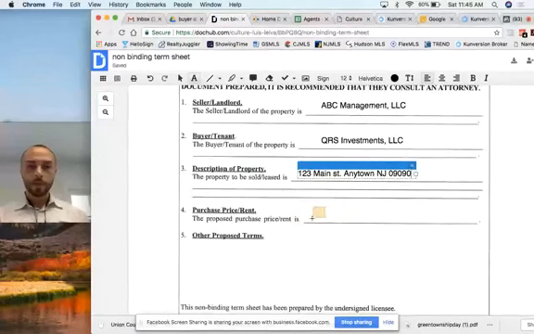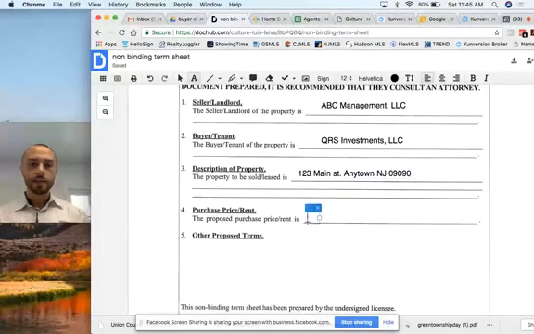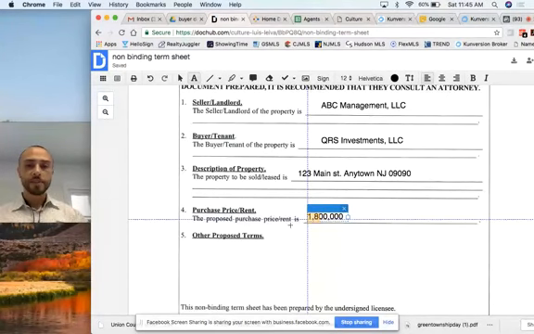Okay, then you're gonna put down the proposed price or the proposed rent, if this is like a commercial rent. The proposed price, let's just say for this $2 million building that your client is interested in, let's just say your client's interested in making an offer of $1.8 million. You would put that in there. Then you'd specify in here the other proposed terms.